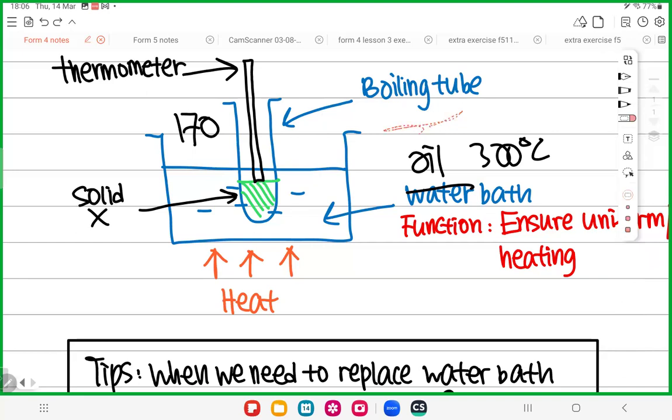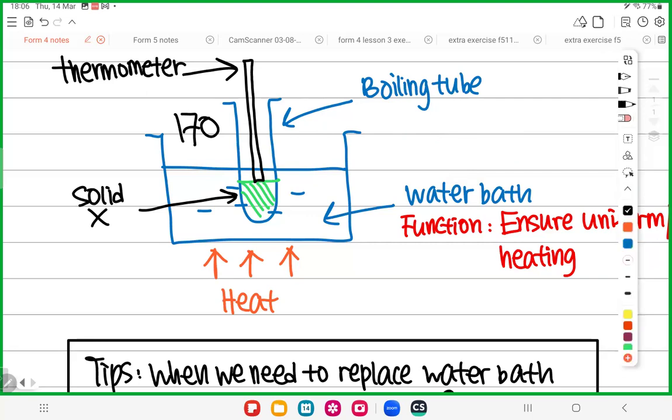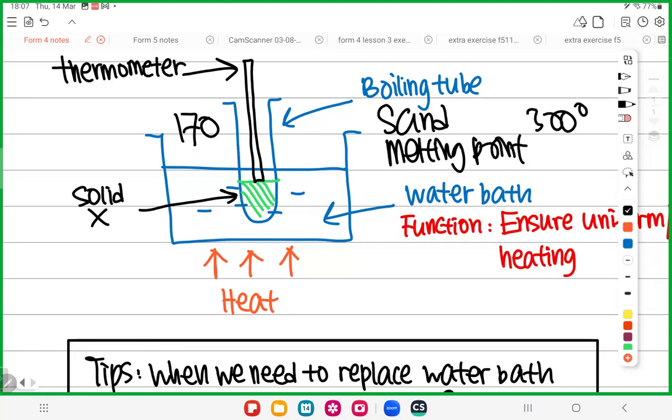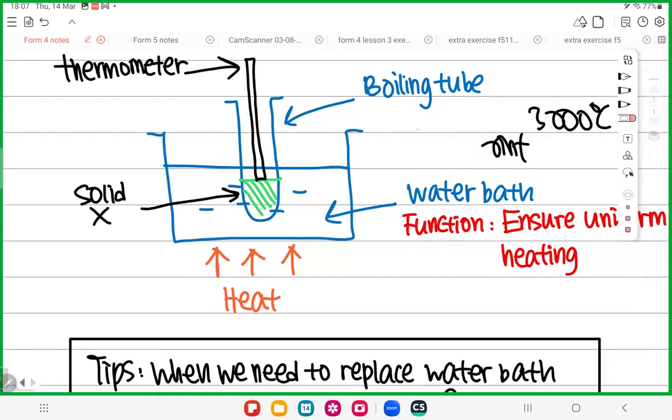Same thing when you use a sand bath. For sand, not even the boiling point, the melting point, sand is a solid. The melting point will be around 3,000. So high, so no need to worry lah. At 3,000, only then will the sand melt, not even boil. So that's why sand can be heated until a very, very high temperature. So I hope everyone here understands how the diagram for the heating curve looks like.